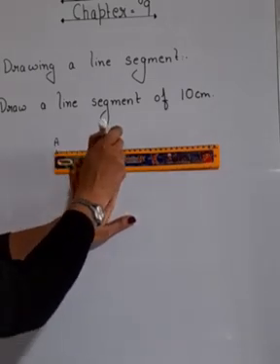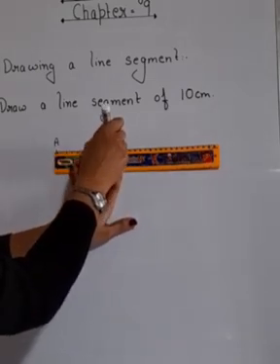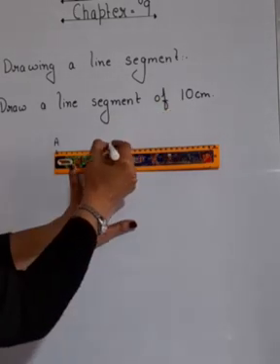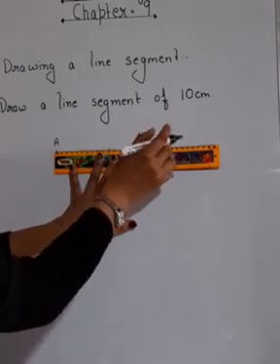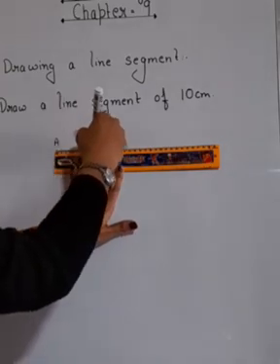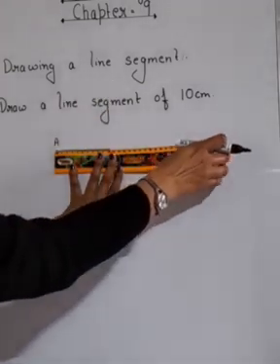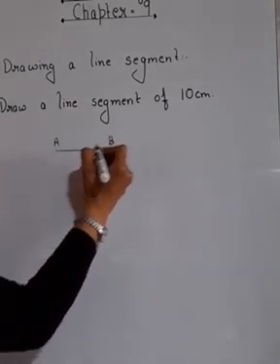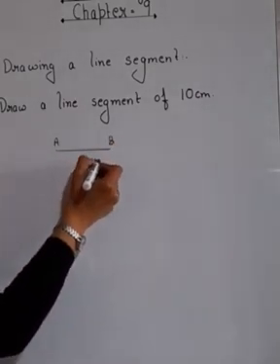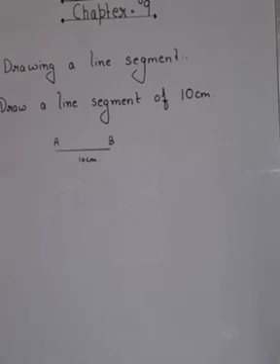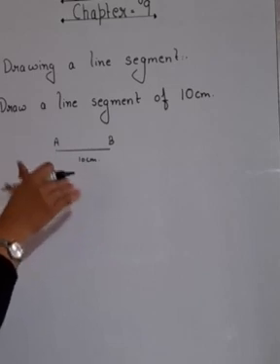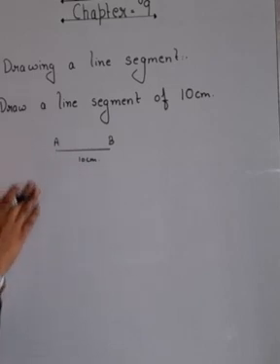Clear? Now you will put one point at 10. Why? Because you have to make a line segment of 10 centimeters. So I have put one point over here, and now you will join these 2 points. Okay, so this is your line segment AB and its length is 10 centimeter. Clear? So this is the way of drawing a line segment. This we have done in your previous class also. So you have to practice them by yourself. Okay?